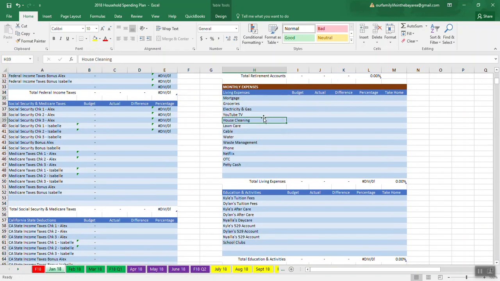Living expenses, we have a mortgage, groceries, electricity and gas, YouTube TV. YouTube TV is fairly new to us. We cut our side. We had DirecTV and we were paying about 150 something dollars a month. And we're not really big, well, I'm not a big TV watcher. My husband likes his sports, he likes his TV shows, and the kids don't really watch TV. They have the games, they have the Netflix, and they're happy.